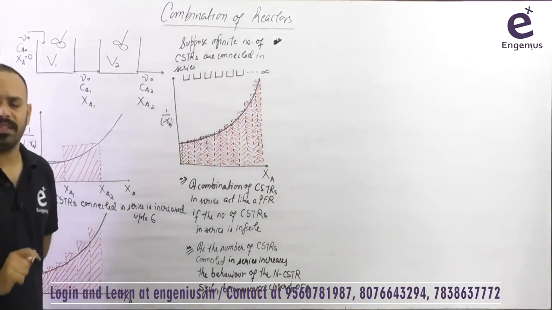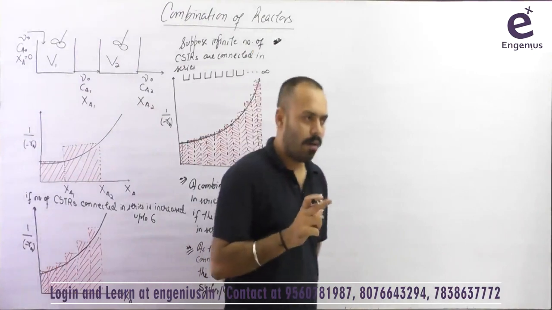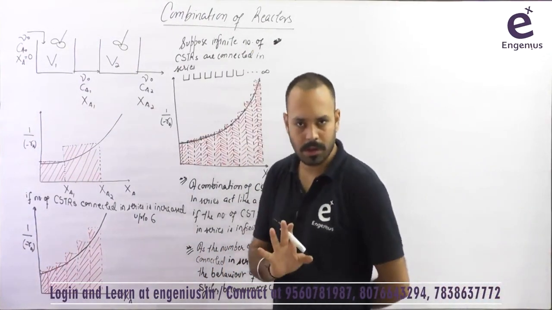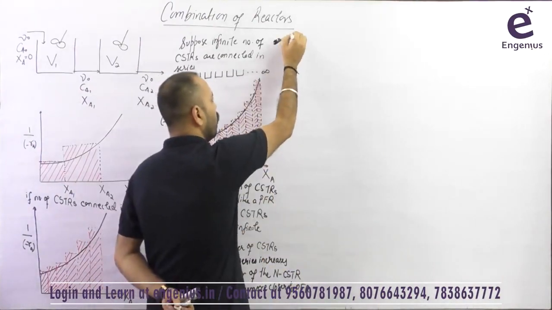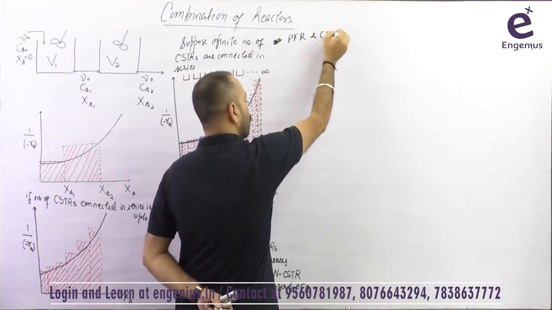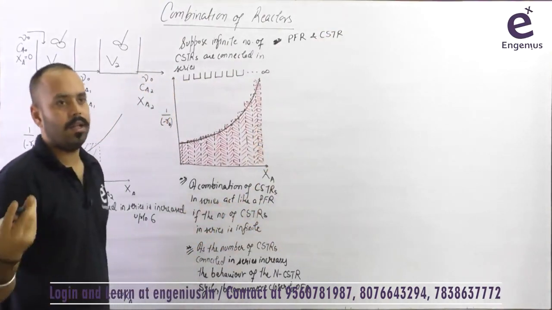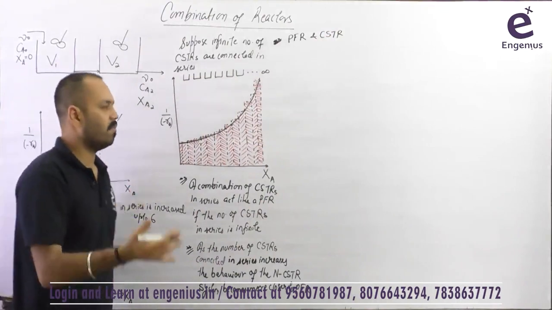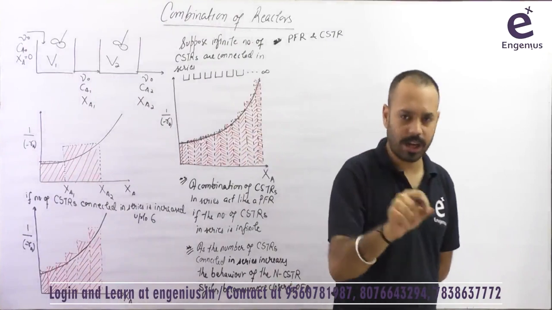what is the comparison of CSTR and PFR? I have done an extensive discussion about the comparison of CSTR and PFR. You know that, I hope you remember. What was the discussion of PFR and CSTR? I hope you remember that for n greater than 0, PFR is selected. For n equal to 0, both are equivalent. And for n less than 0, CSTR is selected.